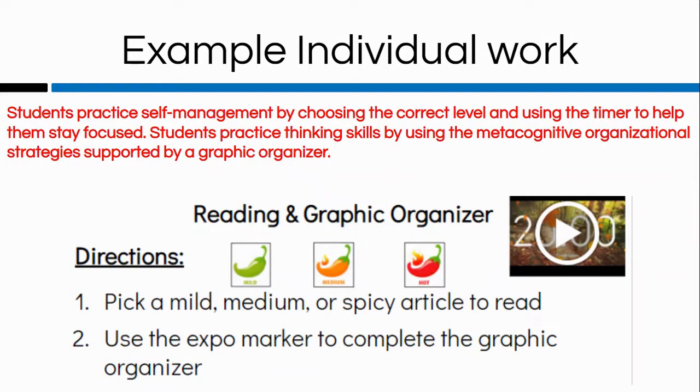Here's an example of individual work and the way that we differentiate complex tasks for students who are coming to us with different levels of background knowledge. So the thinking level is determined by the type of graphic organizer. Students might be synthesizing or evaluating or comparing and contrasting. The difficulty is determined by the level of reading that students will choose for themselves.